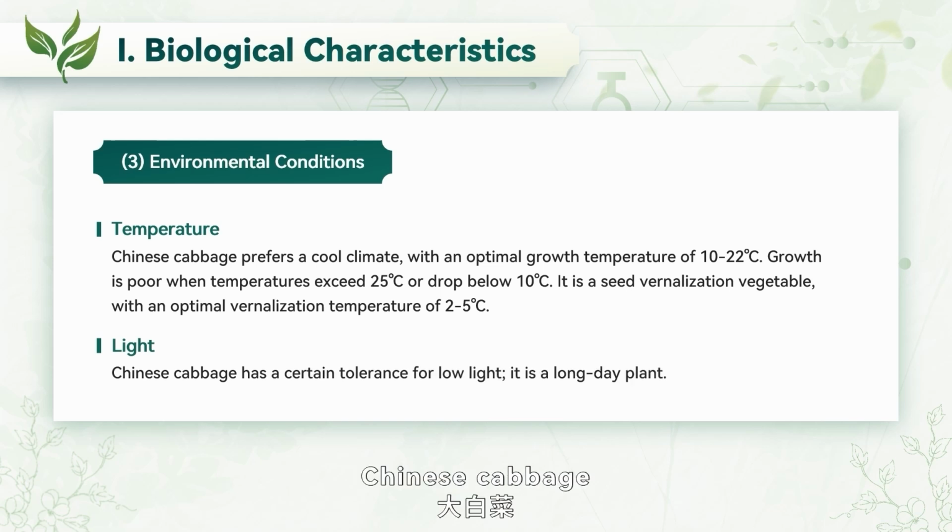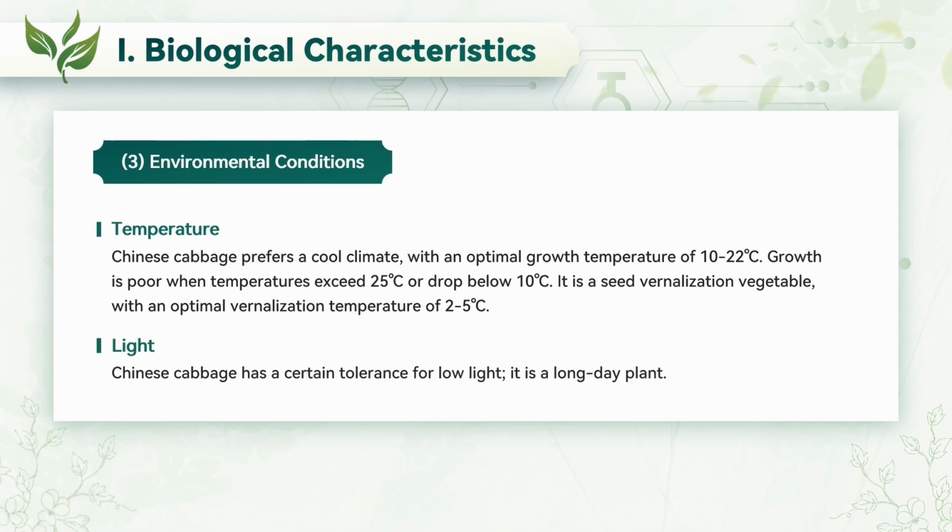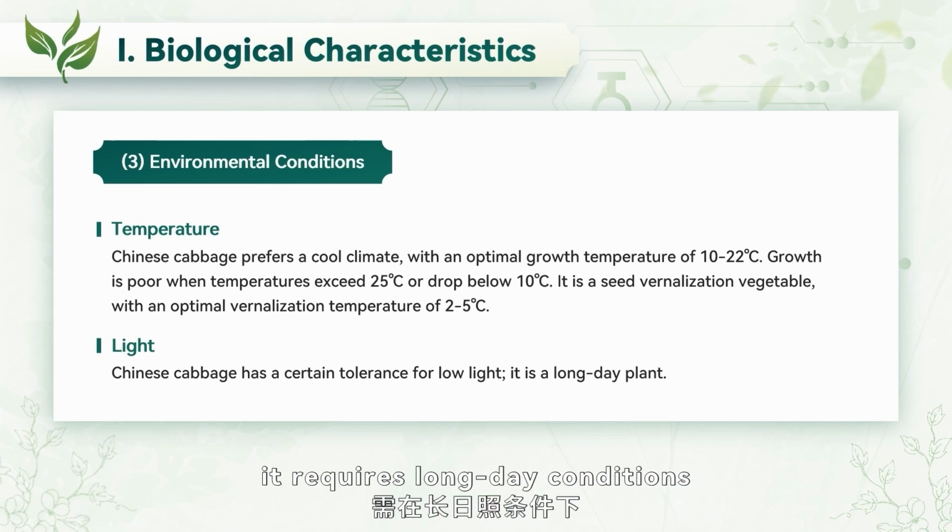Light. Chinese cabbage has a certain tolerance for low light. It is a long-day plant. After low-temperature vernalization, it requires long-day conditions to undergo reproductive growth through the photoperiod.